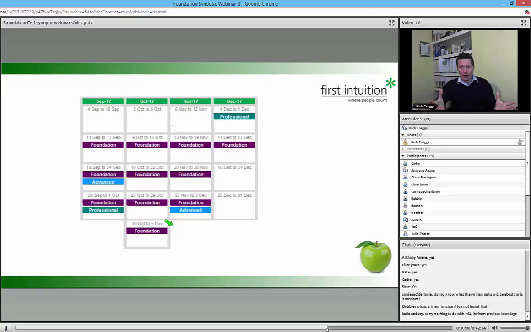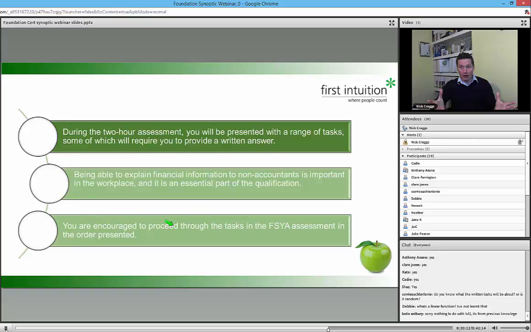And these are the ones for the remainder of the year. But at this level, don't worry about it, they are just pretty much there. So, in summary, you're going to get a 2-hour assessment. You've got a range of tasks, some of which will be written, but you do not know which ones. You don't know which subject or where they're going to come up. You just know that they will be there.